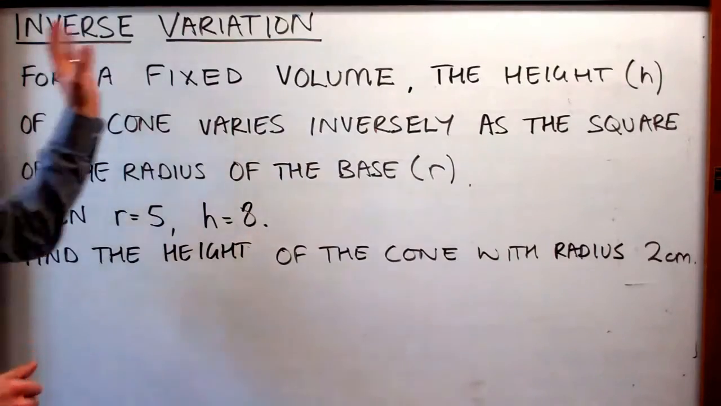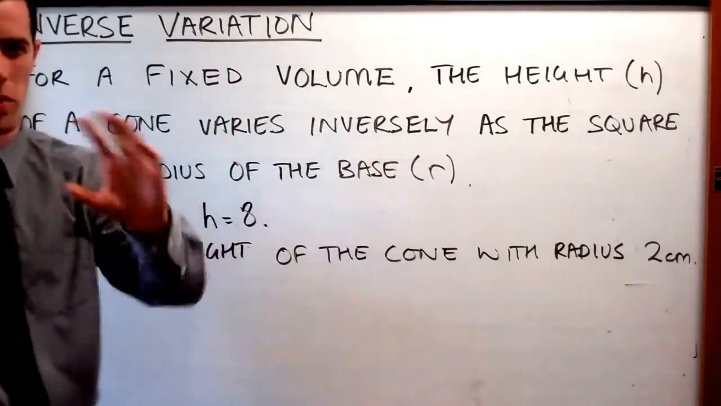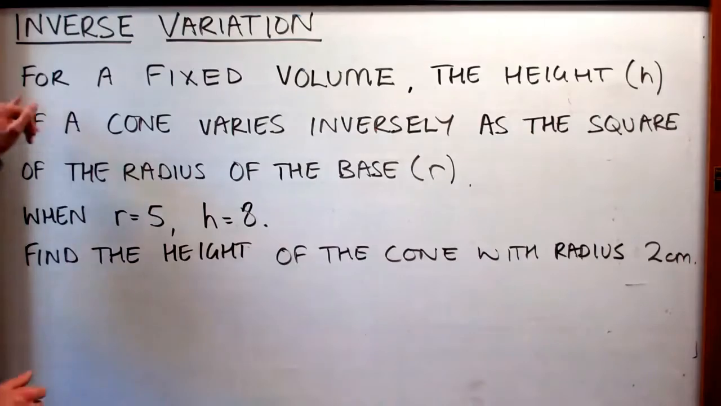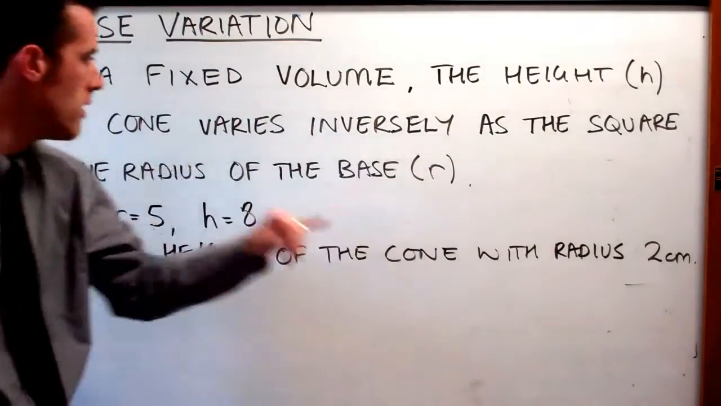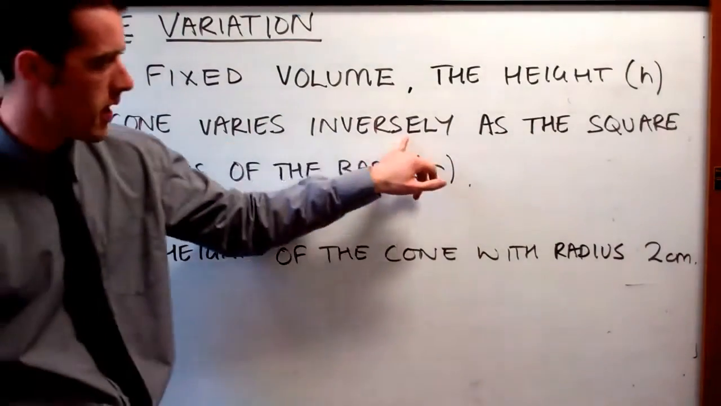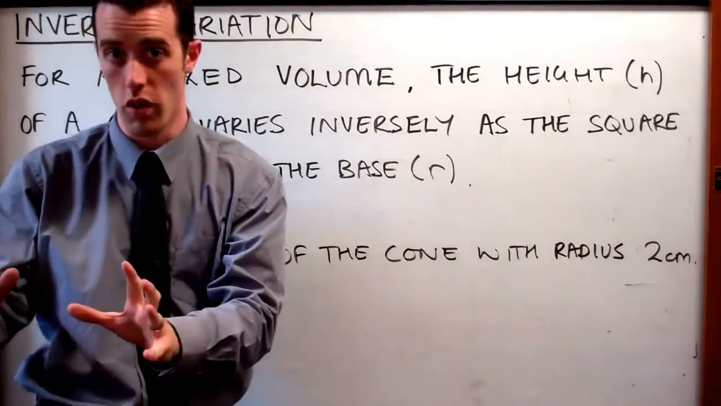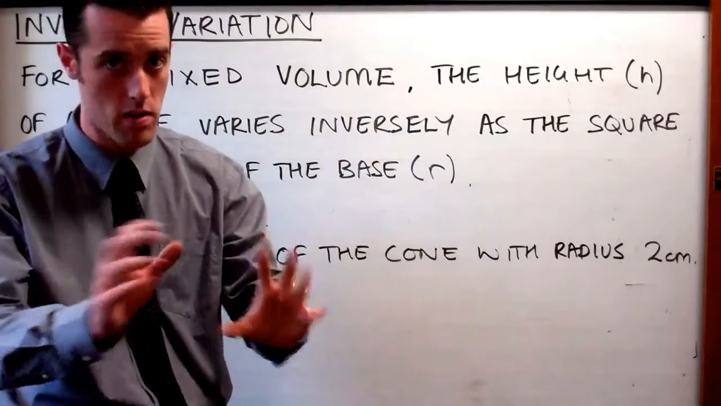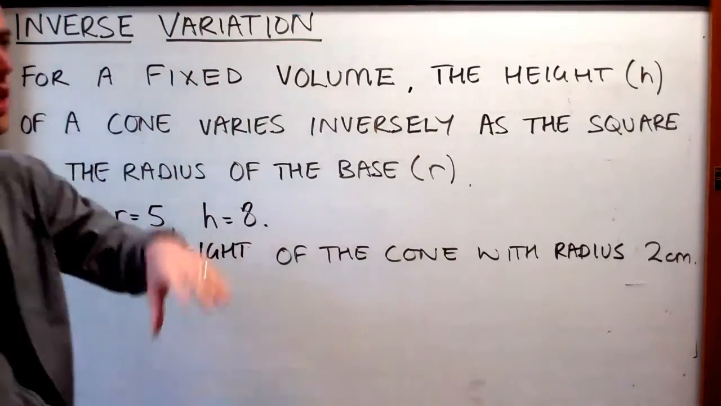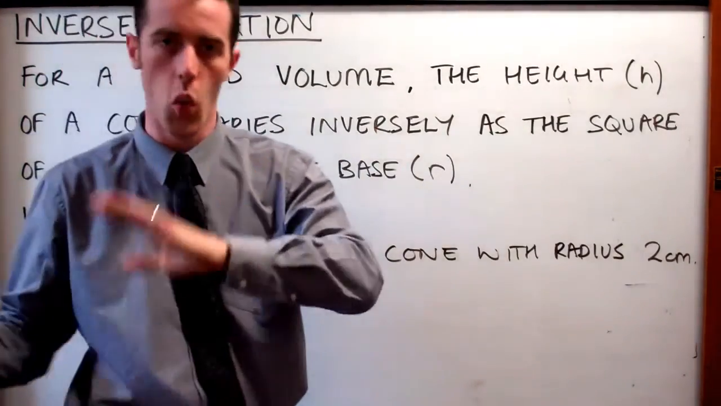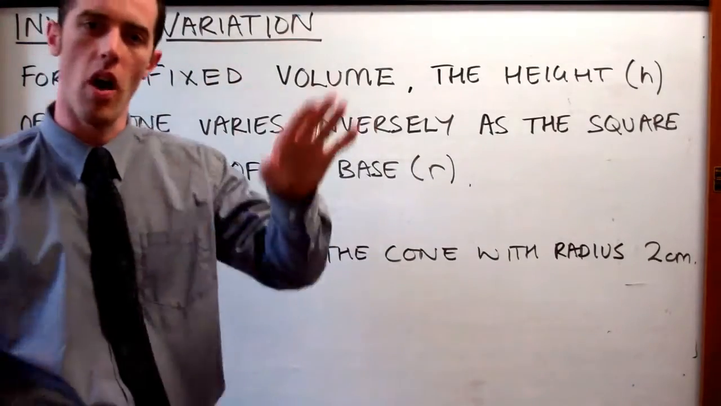Now let's just go over the first little bit of the example to explain what inverse variation is. For a fixed volume, the height of a cone varies inversely as the square of the radius of the base. That looks really complicated, so let's deal with that in bits. Inverse variation, what does that mean? That means that as one quantity is going up, the other one is coming down.